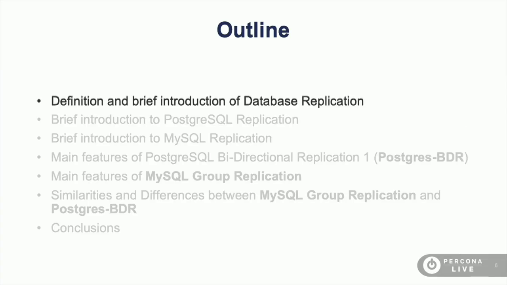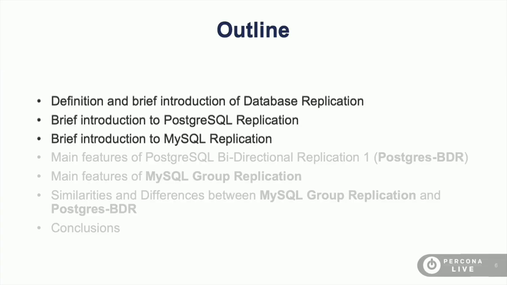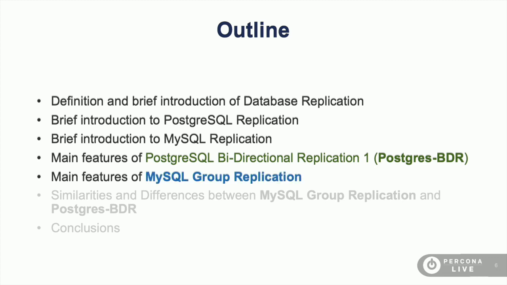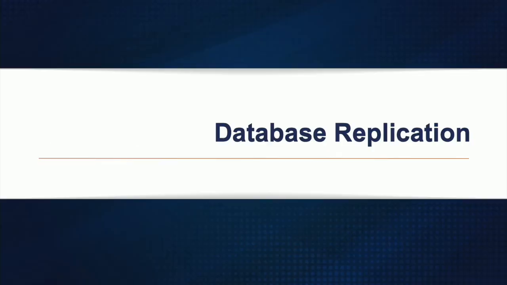I will briefly introduce database replication and, of course, Postgres and MySQL replication. I will explain the main features of Postgres Bi-Directional Replication version 1, as mentioned, the open source version of Postgres BDR. I will cover the main characteristics of MySQL Group Replication, and I will show the main similarities and differences between MySQL Group Replication and Postgres BDR.